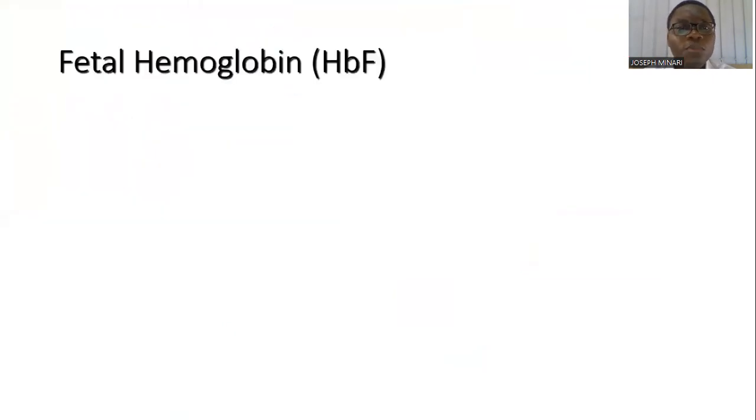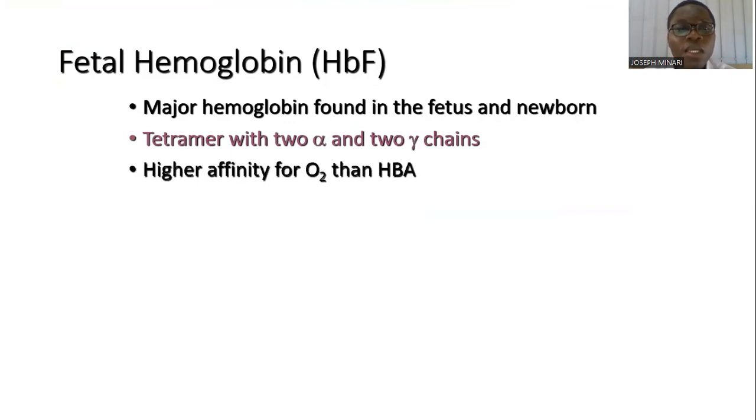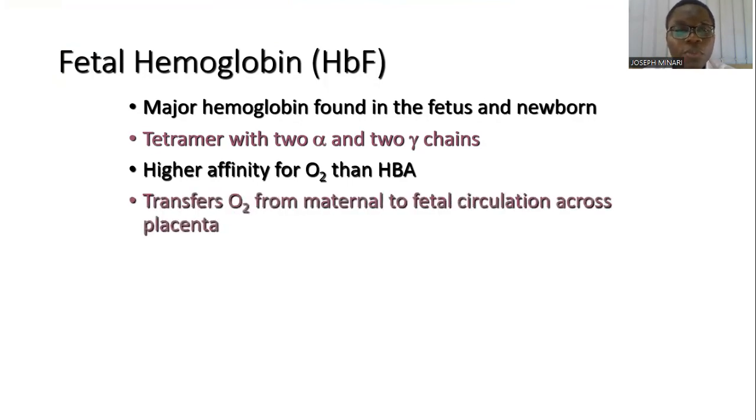And what is the fetal hemoglobin? The fetal hemoglobin is a hemoglobin found in fetus and newborn, and it's made up of a tetramer with 2 alpha and 2 gamma chains, and it has a higher affinity for oxygen than the HbA. So it's able to transport oxygen around the body. And it's also important to know that it transfers oxygen from maternal to fetal circulation across the placenta during pregnancy.